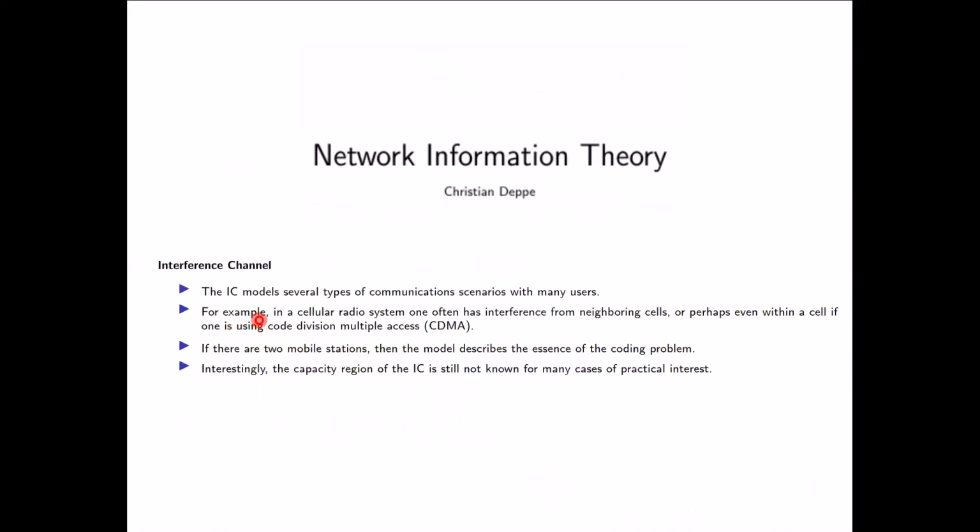So the interference model involves several types of communication scenarios with many users. For example, we can again look at the cellular radio system. One often has interference from neighboring cells, or perhaps even within a cell if one is using code division multiple access. And if there are two mobile stations, then the model describes the essence of the coding problem. And interestingly, the capacity of the interference channel is still not known in general.